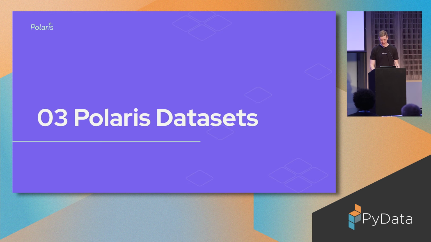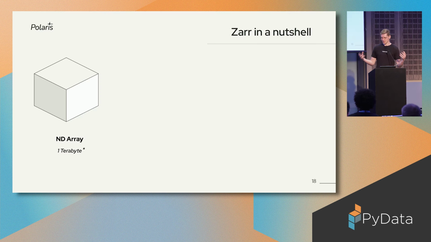Okay, so Polaris datasets. To give you a basic understanding of Zarr, the idea is as follows. So with Zarr, you have an n-dimensional array. That's your starting point. And these can get very, very big. So for example, I just put a terabyte for now on the slide.